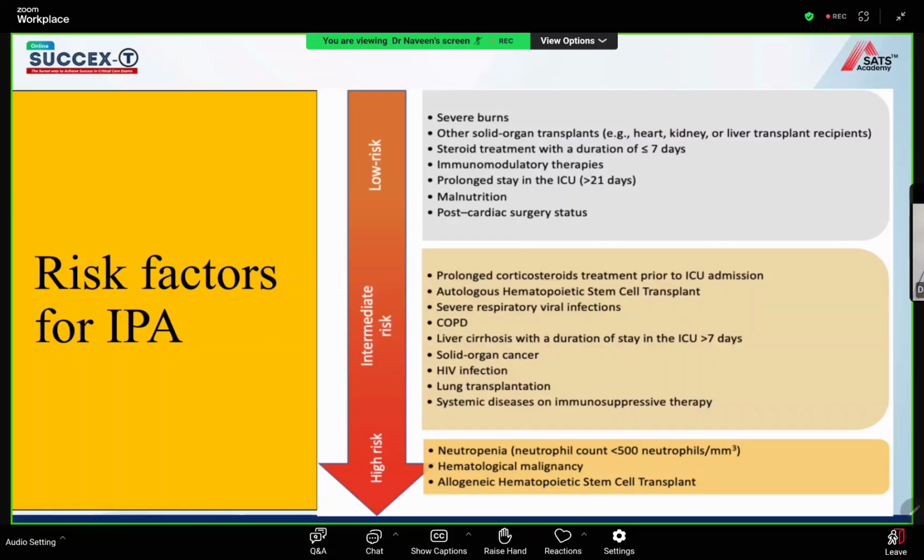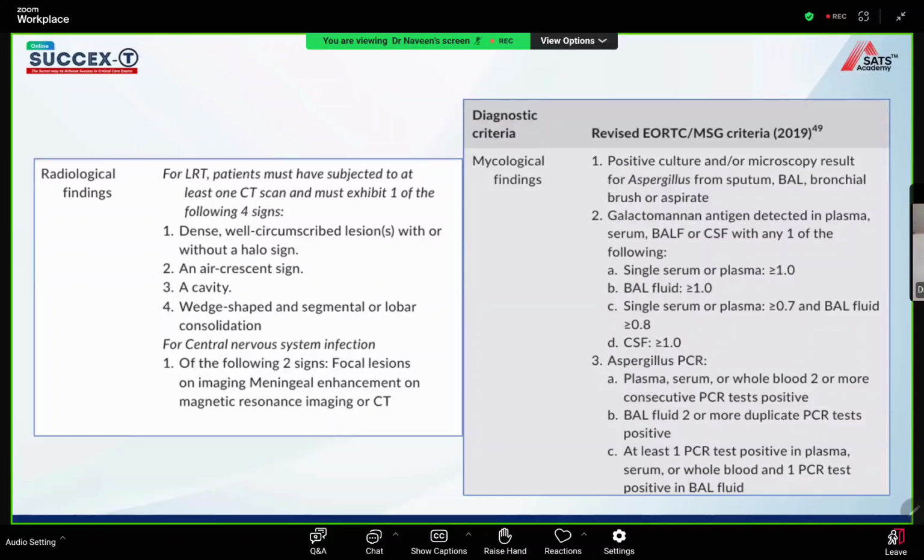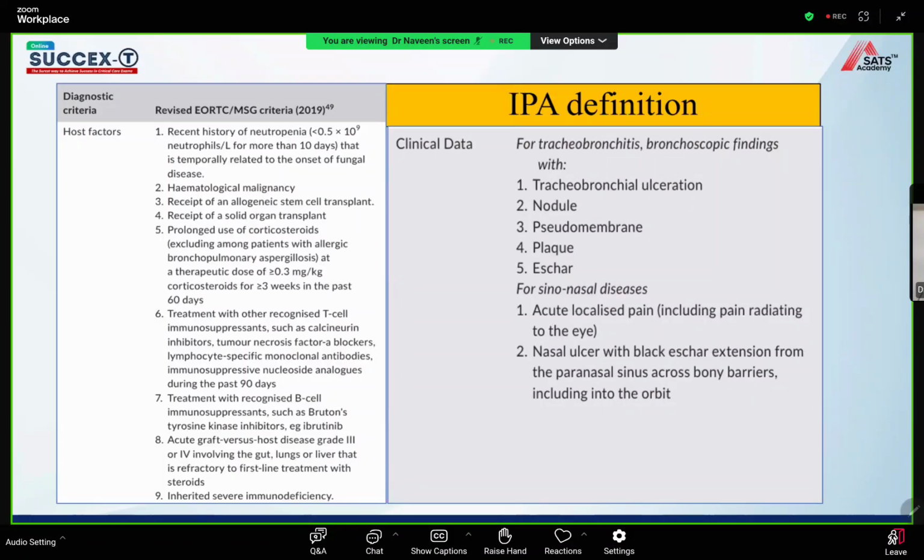These are all risk factors for invasive pulmonary aspergillosis. I don't want to go through the entire guidelines. What I'm going to show is that the revised EORTC/MSG criteria 2019 have three components: host factors, clinical data, radiological findings, and mycological findings.